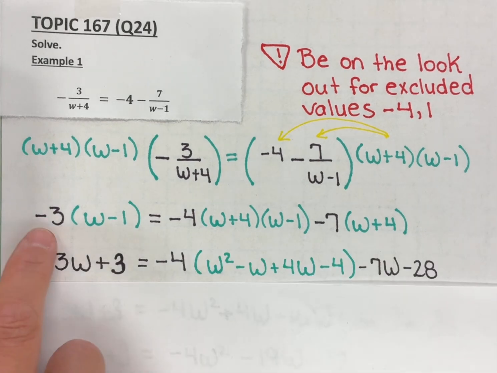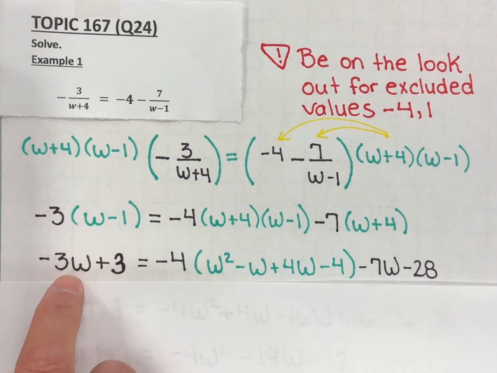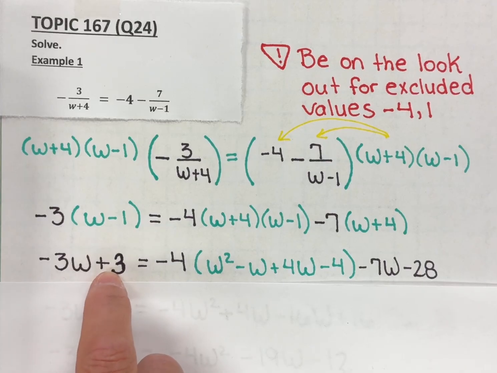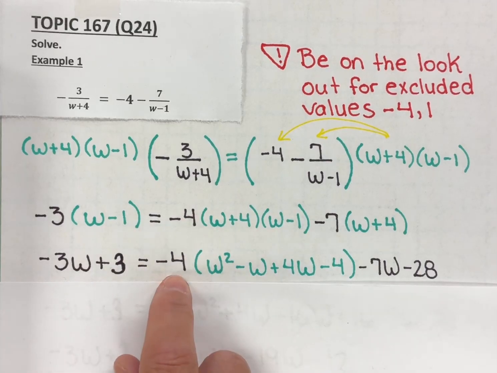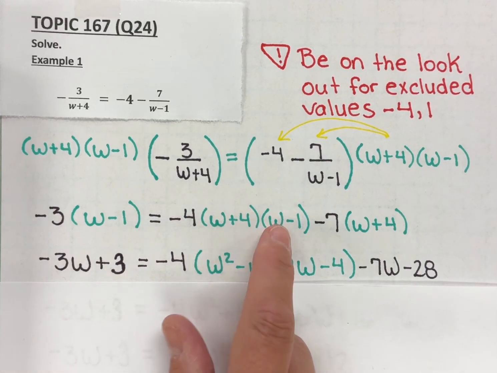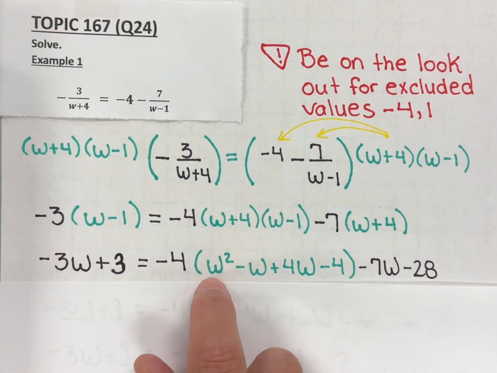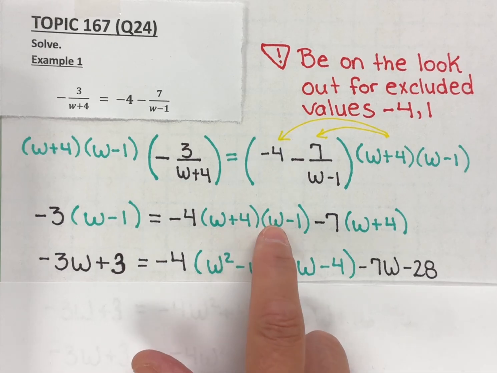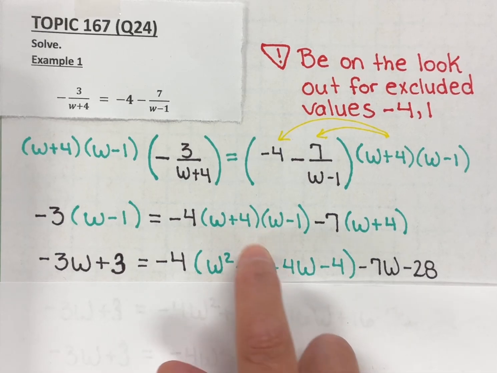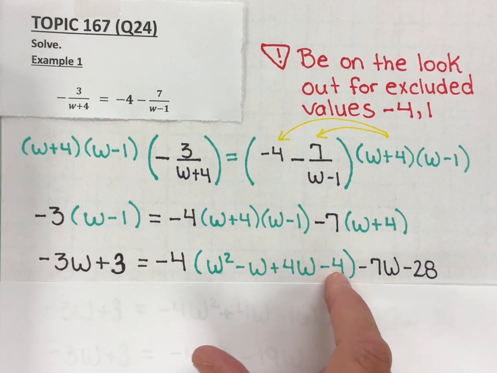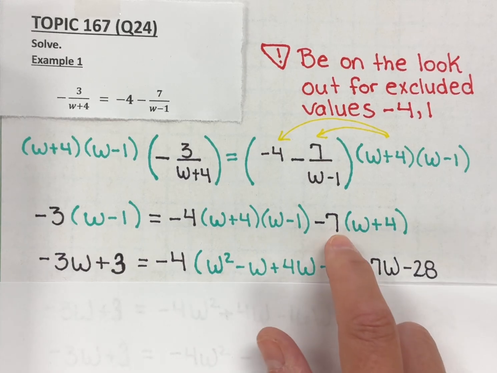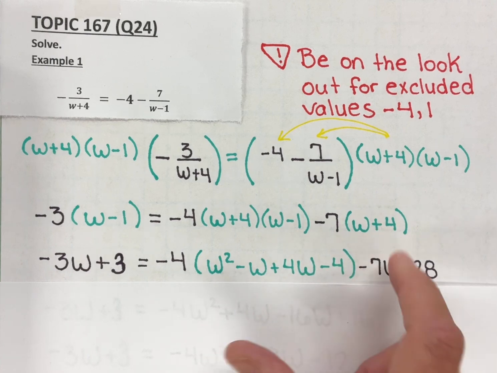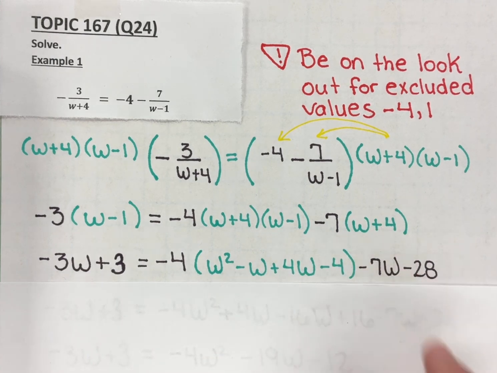On the left, let's distribute -3. -3 times w is -3w, and -3 times -1 is +3. On the right side, my preference is to FOIL and then multiply by -4. So w times w is w squared, w times -1 is -w, 4 times w is 4w, and 4 multiplied by -1 is -4. -7 times w is -7w, -7 times 4 is -28.